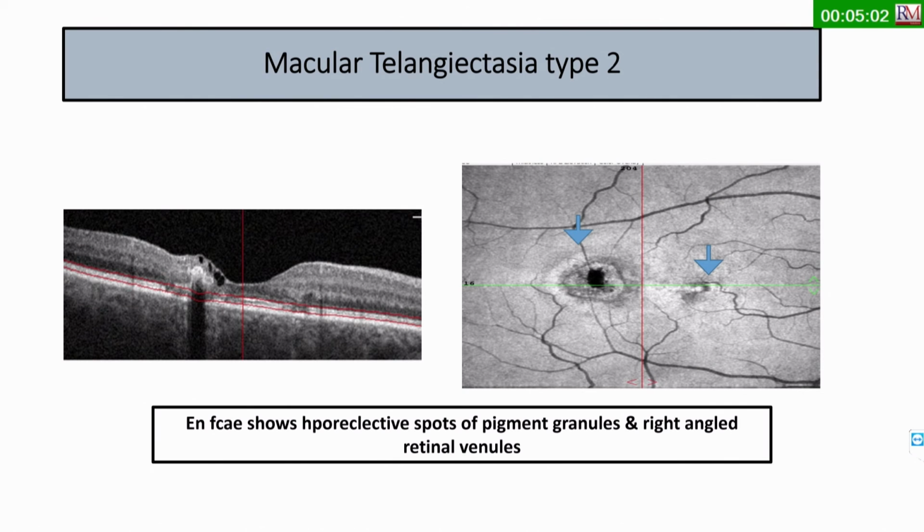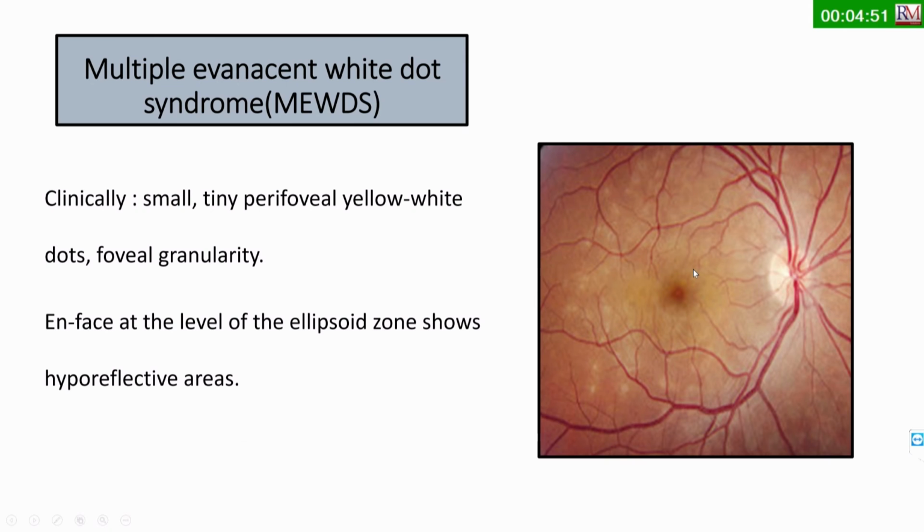Here, another patient with MACTEL, we can detect hyporeflective dots here on en-face FAST imaging corresponding to hyperreflective granules on line scan. And we can also delineate right-angled retinal venules dipping towards the deeper retinal surface.